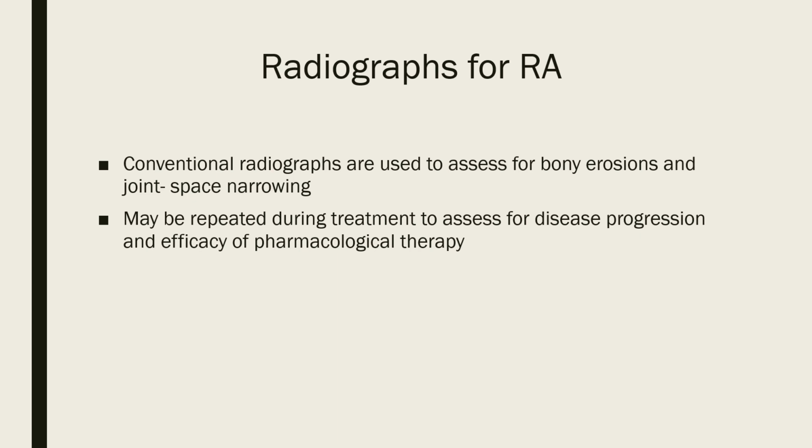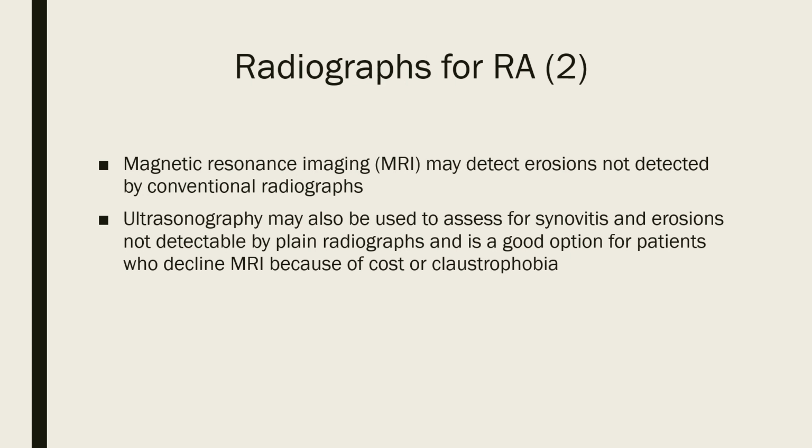So conventional radiographs are used to assess for bony erosions and joint space narrowing. These may be repeated during treatment to assess for disease progression and efficacy of pharmacological therapy. So, an MRI may detect erosions that are not detected by conventional radiographs. Ultrasonography may also be used to assess for synovitis and erosions that are not detectable by plain radiographs and is a good option for patients who will decline an MRI because of the cost or they may be claustrophobic.